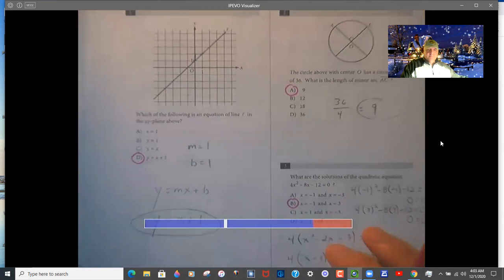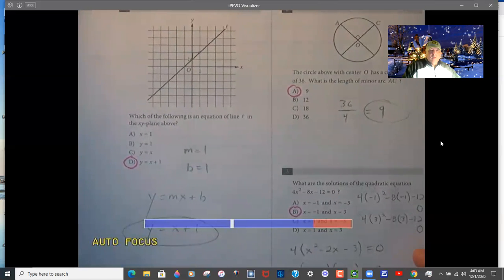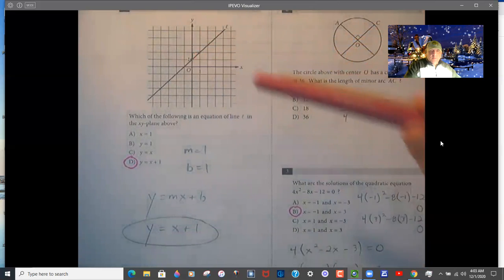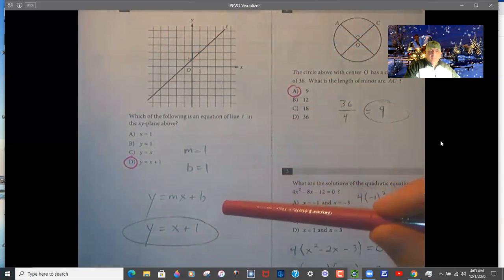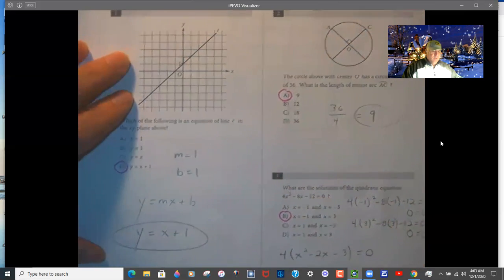So problem 1 is just basic, straightforward y equals mx plus b, Algebra 1 days. So you have a y-intercept of 1, a slope of 1. So you just simply fit that into the equation, and there it is.